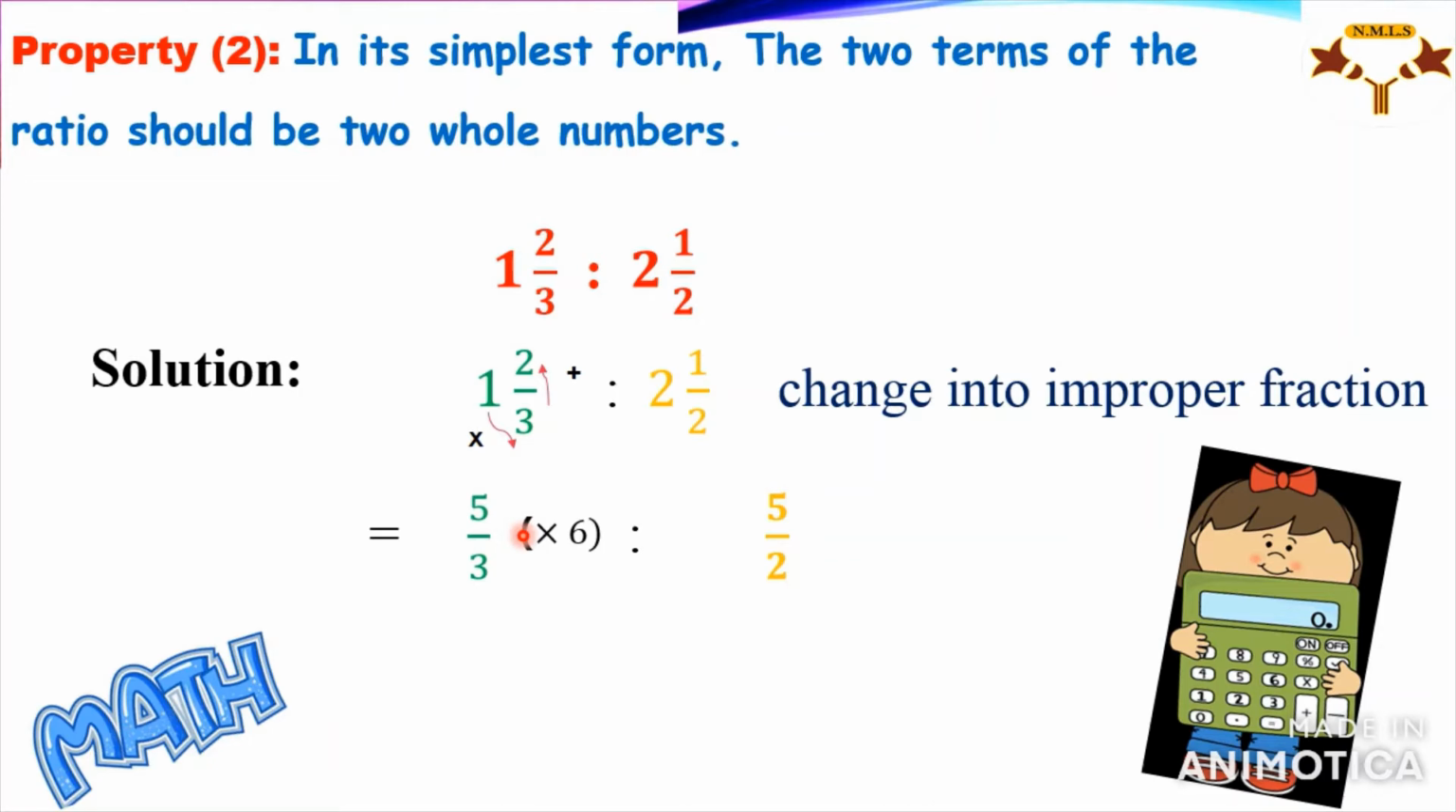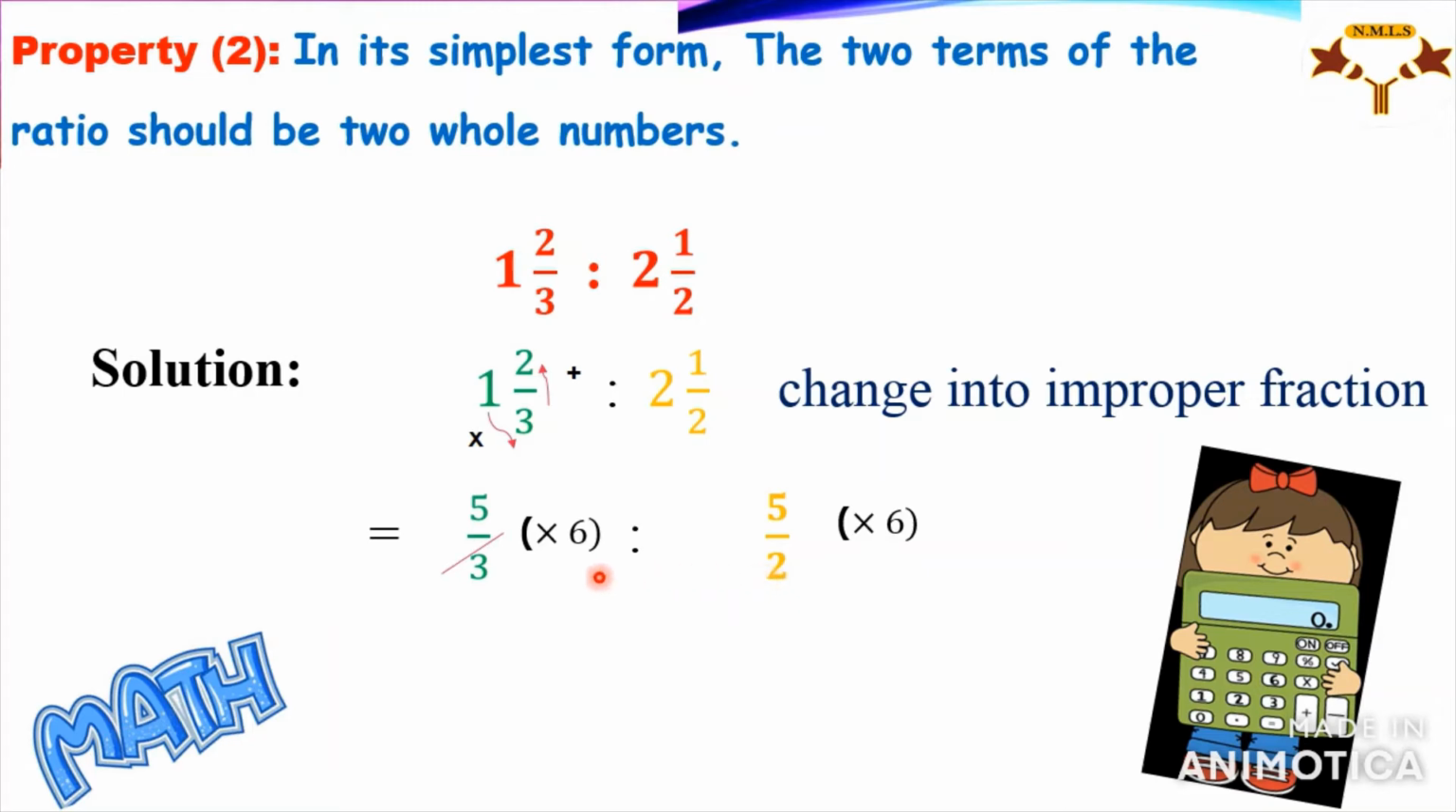So I want to neglect these two denominators. So I will find the number that can be divided by both of these two denominators. What is the number that can be divided by 3 and 2? Simply, I will multiply 3 by 2, which is 6. And I will multiply the 6 by this fraction and multiply the 6 by the other fraction.